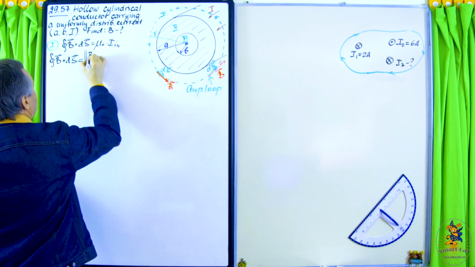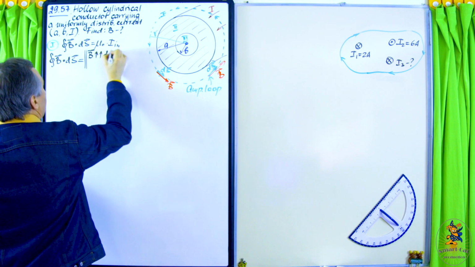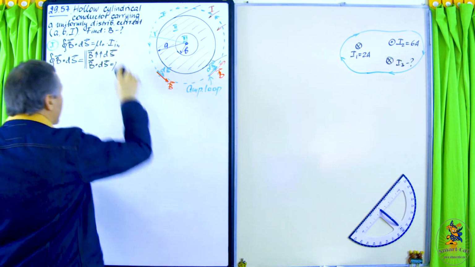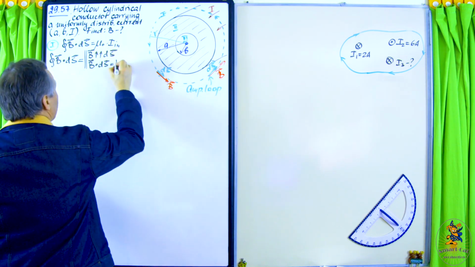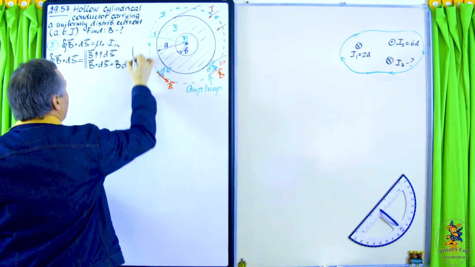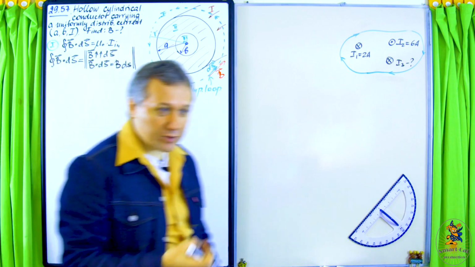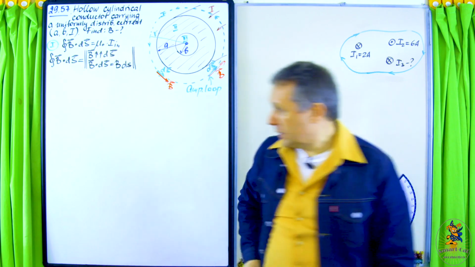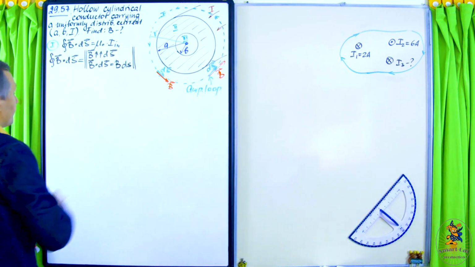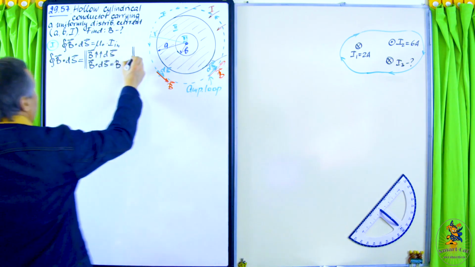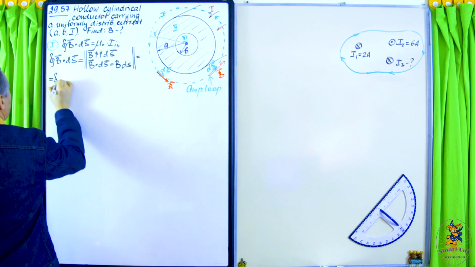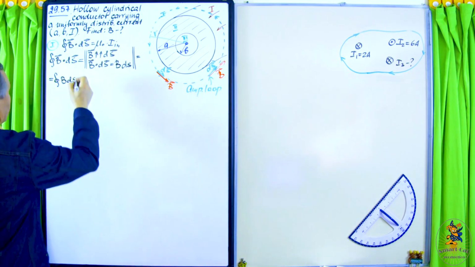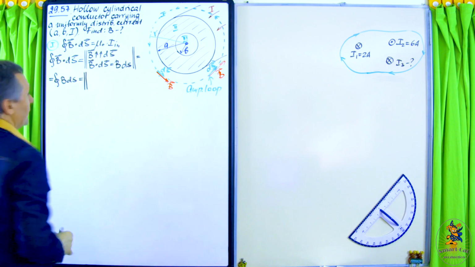So the angle between them is 0. As a result, I can simplify this expression. Since B is parallel to ds, B dot ds equals just the product of magnitudes, because the angle between these two vectors is 0, and cosine of 0 degrees is 1. Now I can rewrite my integral: the integral over the closed loop of B ds, where these are just magnitudes of both vectors.